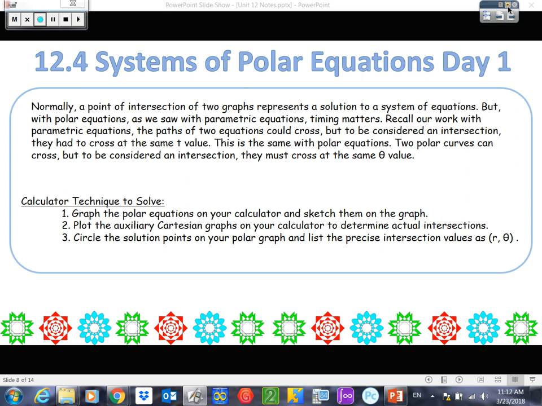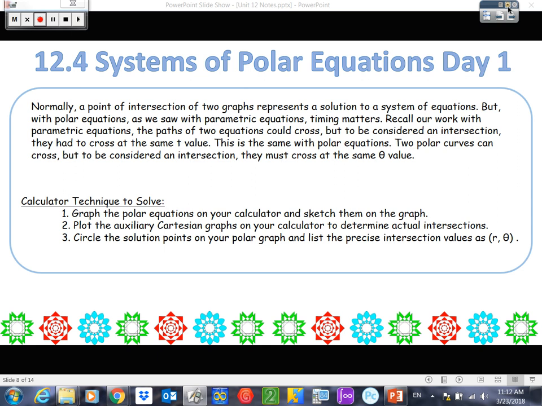The two graphs may look like they cross, but if they don't get there at the same angle measure, we really don't consider them crossing or intersecting. So it just provides a little bit of nuance that we need to be aware of.